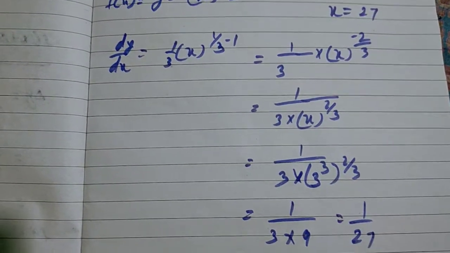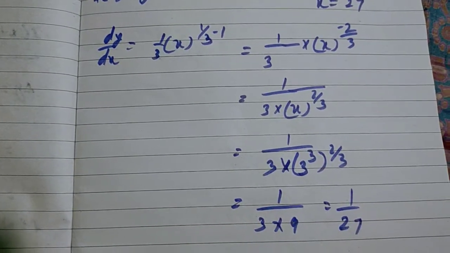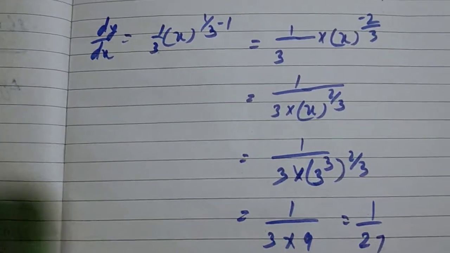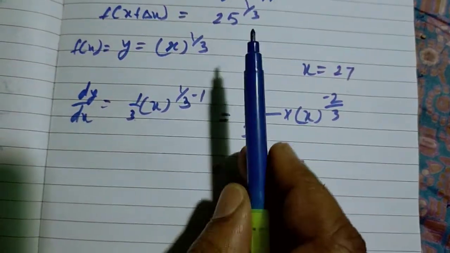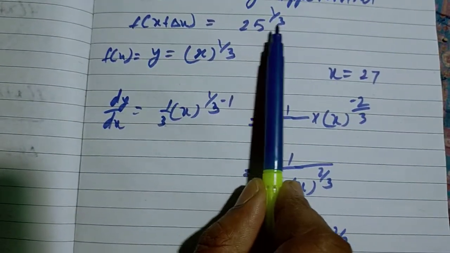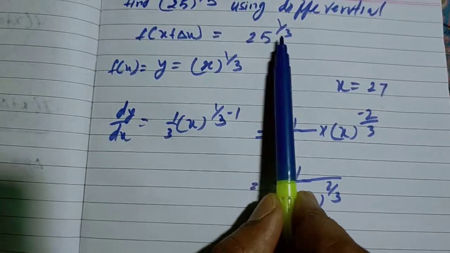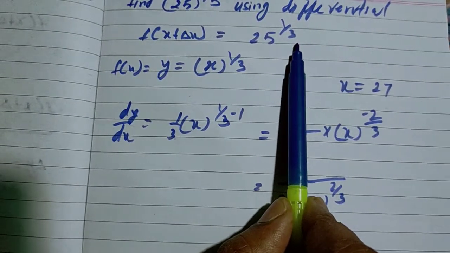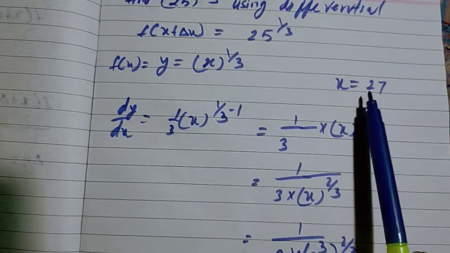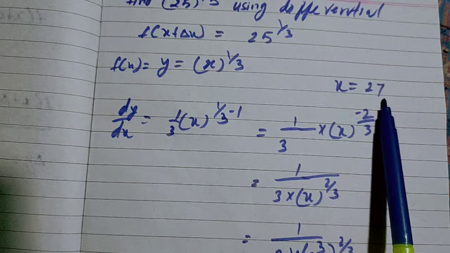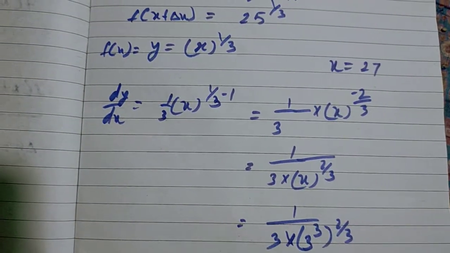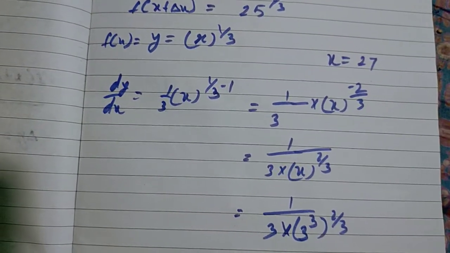Now we have to find delta x. So delta x equal to what? We can see here, x plus delta x is 25 to the power 1 by 3. This is it, and what x have we taken? We have taken x equal to 27, which means x was more earlier, now it is less, so it will come negative. So that is delta x equal to -2. Delta x equal to -2.